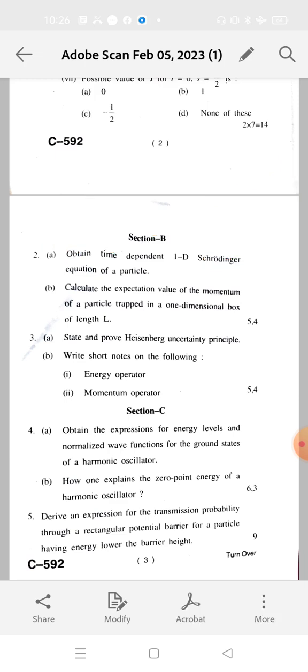Then question number 5. Derive an expression for the transmission probability through a rectangular potential barrier for a particle having energy lower than the barrier height. So we have to derive an expression for the transmission coefficient which is not equal to 0. There is a probability of tunneling of the particles through this barrier having finite width and larger height.